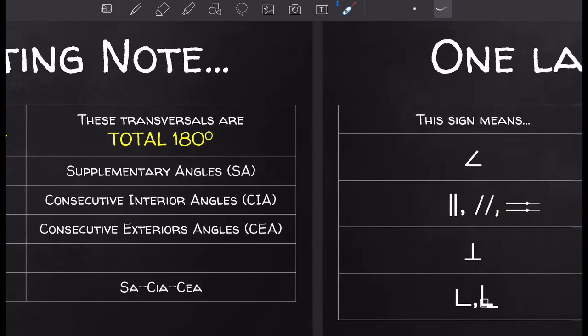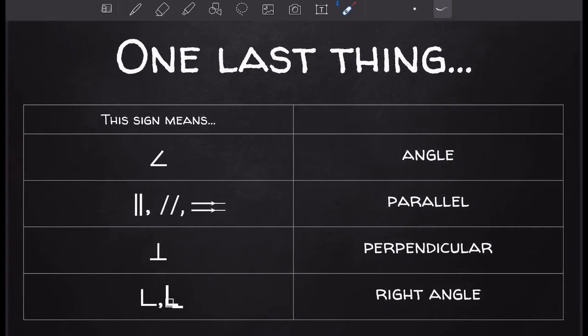One last thing. This sign means angle. These signs, when you see them, mean parallel lines, perpendicular lines, and this square over there means right angles. Sometimes they will give you that, but sometimes you cannot assume that that's a right angle. It's better to make sure that there is that tiny box over there.